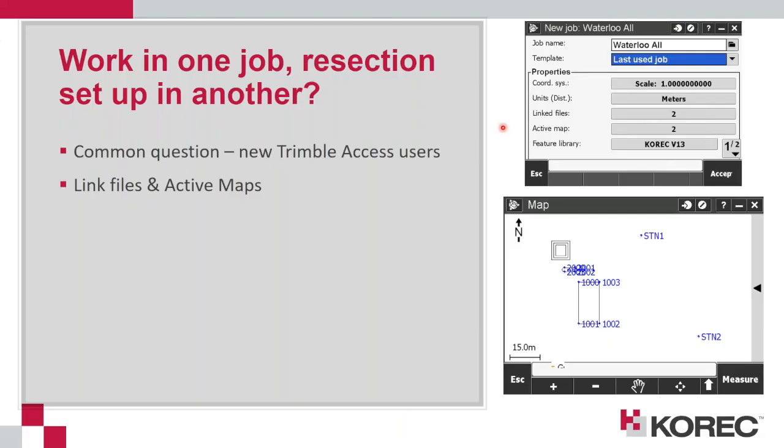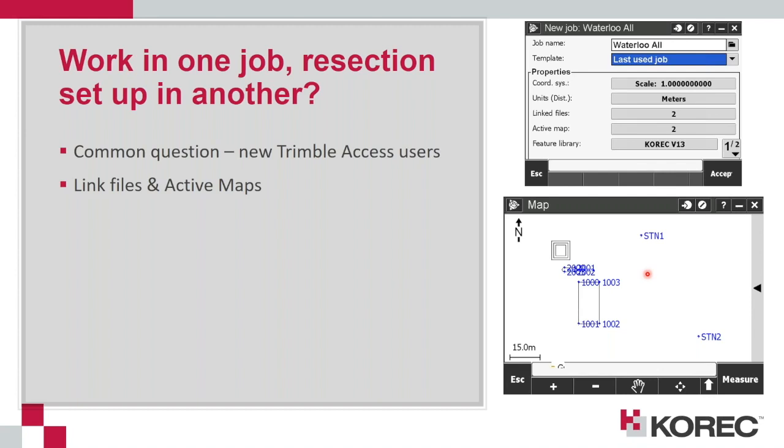this kind of question we get asked quite frequently, and it relates to how, particularly for setting out, you link your control and setting out data to your work job. In Access, typically we use link files and active maps to link and unlink the data that we're going to work with to the active job that we've got open. We do our station setup within that job and then link and unlink as needs be, shown by the dialog here and the data on the map screen.